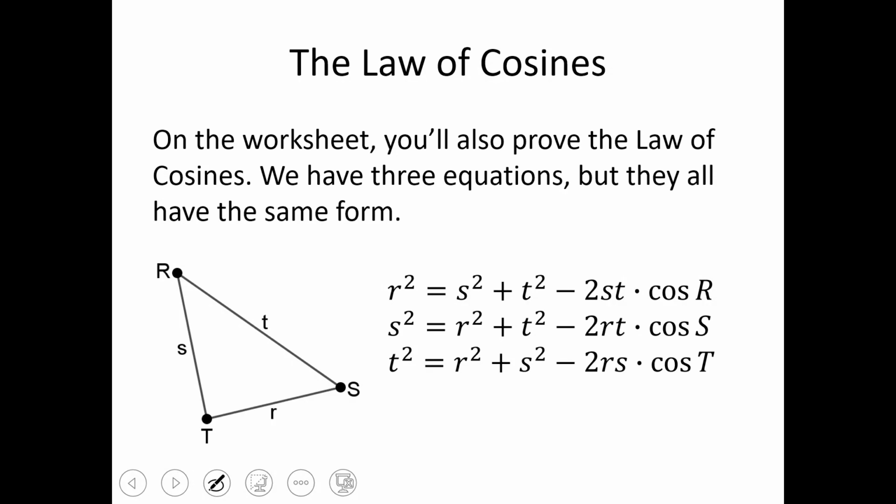So if you were just to look at the first part of each of these, like r squared equals s squared plus t squared, that looks like the Pythagorean theorem, of course, right? And it would be exactly true if r were the hypotenuse of a right triangle and s and t were its legs, right? But we have this other factor, this minus 2st times the cosine of r. The way I like to think about it, it's like a correction factor, okay? It corrects for the fact that we do not have a right triangle.